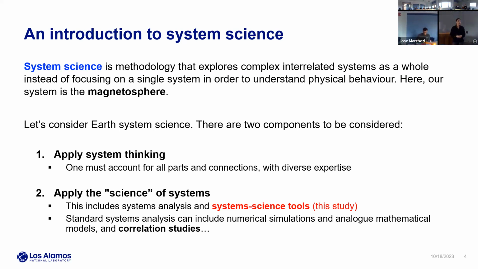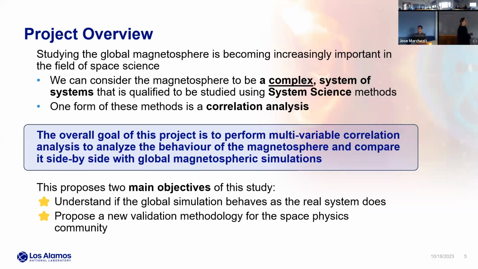And when we do Earth system science, there's two components that are to be considered. The first is to apply system thinking. So we have to account for all parts and connections and have diverse expertise to match. The second tool is to apply the science of systems. So what is that? That includes systems analysis and system science tools, which is the purpose of this study. Standard system analysis can include numerical simulations, analog mathematical models, and correlation studies, and there'll be more on that later.